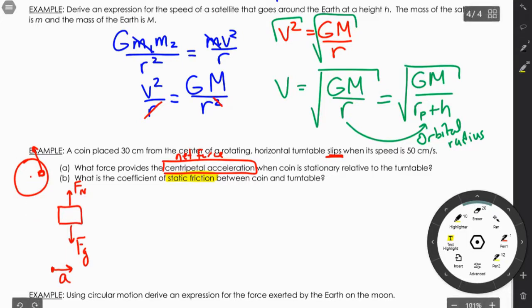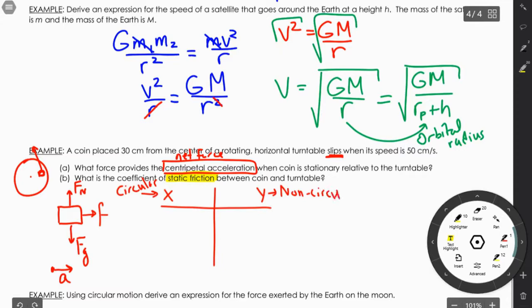We want it to stay on there, so the friction has to act against the motion, which is going to be to the inside. Basically, we're going to label it X and Y, but what it really boils down to is circular and non-circular. The X is our circular motion, and the Y is our non-circular motion. That's one way you can think about it when you're doing these. But if we just keep it the way it is, friction lies in the X, and everything else lies in the Y.